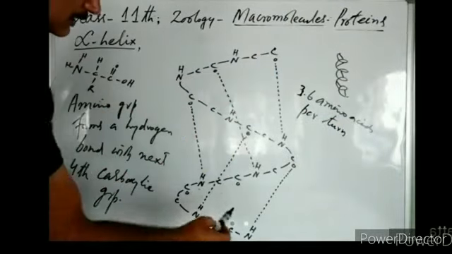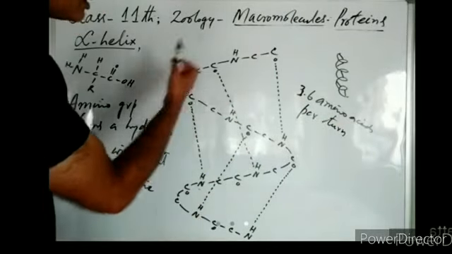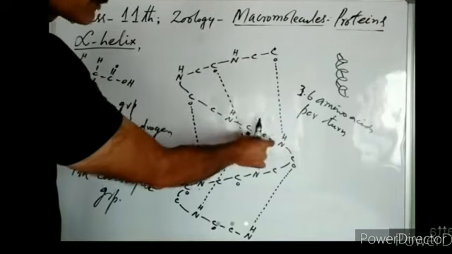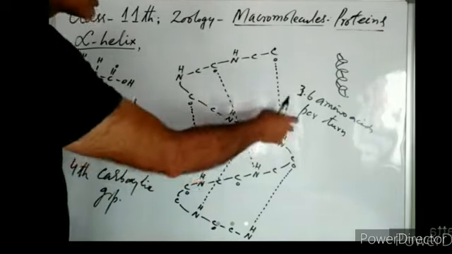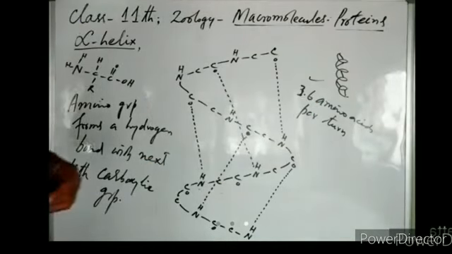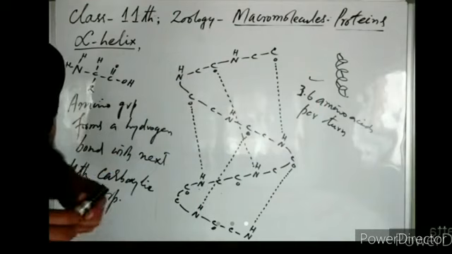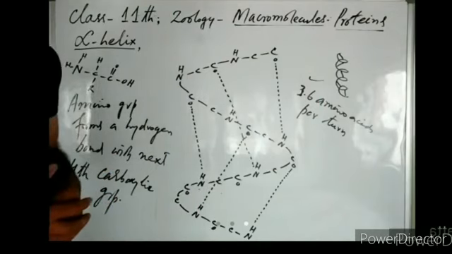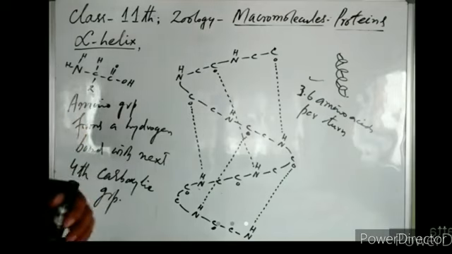There are approximately 3.6 amino acids per turn. So one amino acid, another amino acid, another amino acid, another amino acid. So there are approximately 3.6 amino acids per turn, right? So this becomes the alpha helical structure. Now, which proteins are in alpha helical structure? Can you name any protein which has got alpha helical structure?